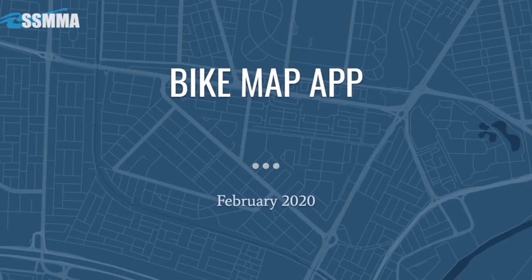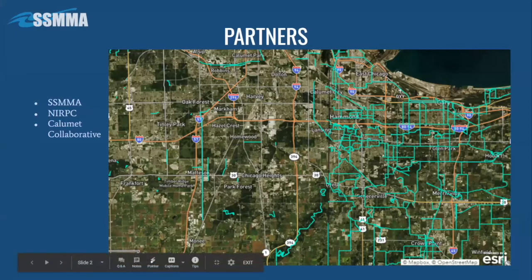So we have a great team here working together to create this bike map app for the South Suburbs. But it is going to be for more than just the South Suburbs. We have teamed up with NIRPC, Northwestern Indiana Regional Planning Commission, and the Calumet Collaborative to ensure that this entire area is going to have facilities that people will be able to get around and use a bicycle to go from Northwest Indiana all the way to Orland Park and all the way down to Peotone.